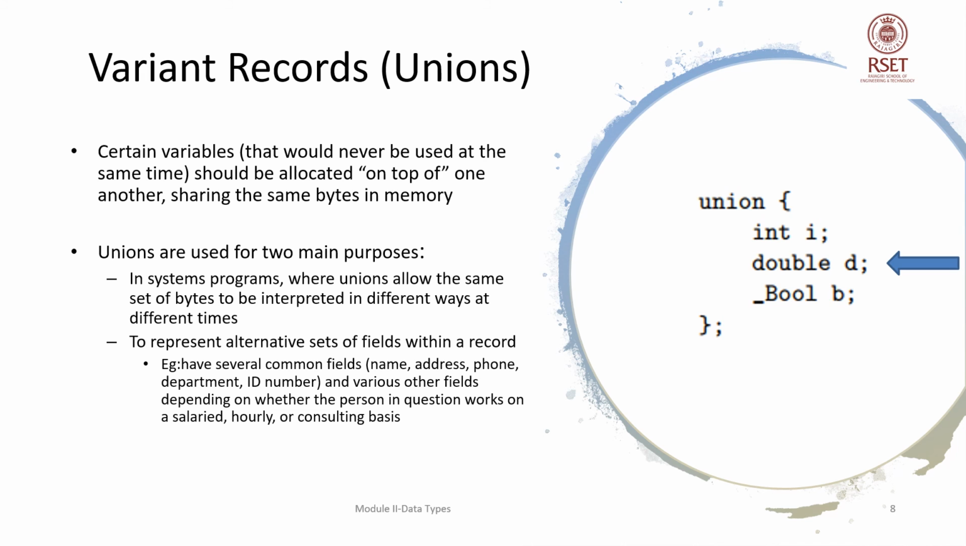In the given example, there are three components: int, double and bool. In this particular case, we allocate memory such that the memory for the maximum or the largest data type is given to the union, and int and bool can utilize that space at different times.